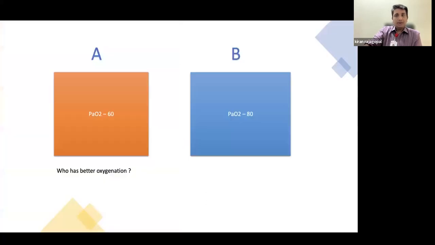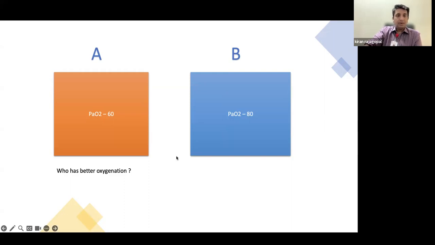Okay. Now let me ask one question. You have to answer this question. You have two patients, A and B, and you took ABG for both patients. The PaO2 for patient A is 60 and the PaO2 of patient B is 80. Now tell me who has better oxygenation. Can somebody message the answer? Okay, somebody has responded B. Okay, fine. There is a response which says that patient B is having better oxygenation.